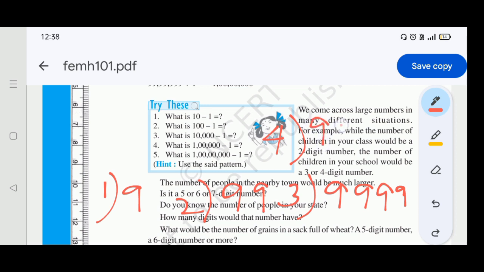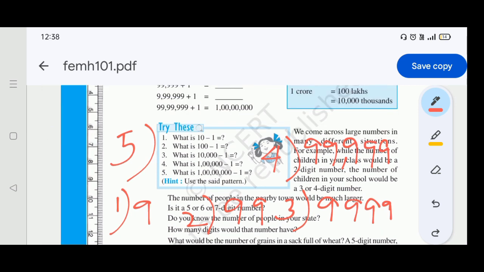Fourth is, what is 1 lakh minus 1? It is 99,999. Fifth question is, what is 1 crore minus 1? It is nothing but 99 lakh 99,999. This is the answer for fifth question. Moving on.